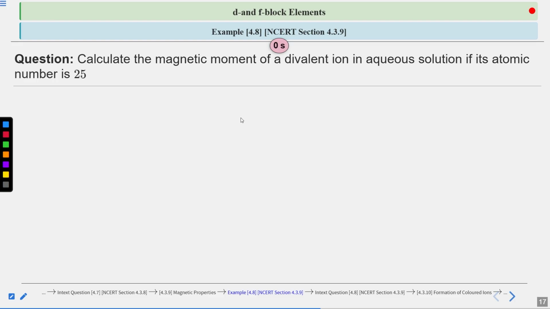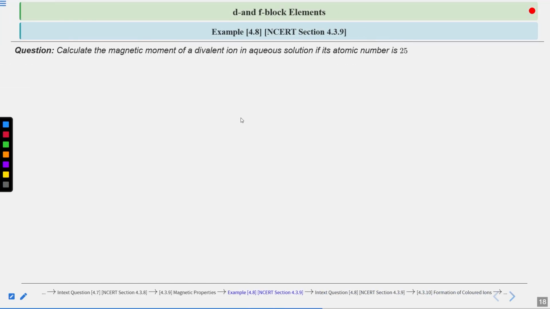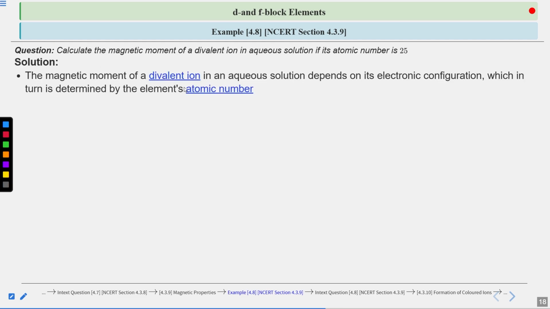Okay, let's see. So for this question, the magnetic moment of a divalent ion in an aqueous solution is going to depend on its electronic configuration. That means the unpaired electrons that are going to be present. You just have to find that out, which in turn is determined by the element's atomic number. So the atomic number is already given, that is 25, which belongs to the manganese atom.